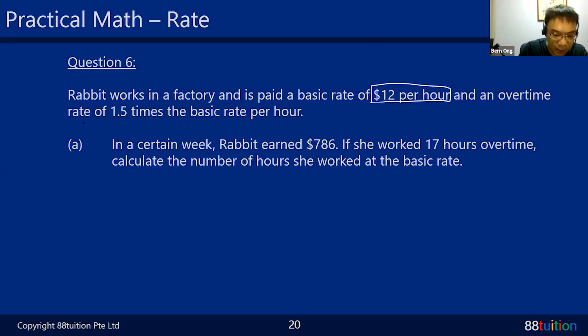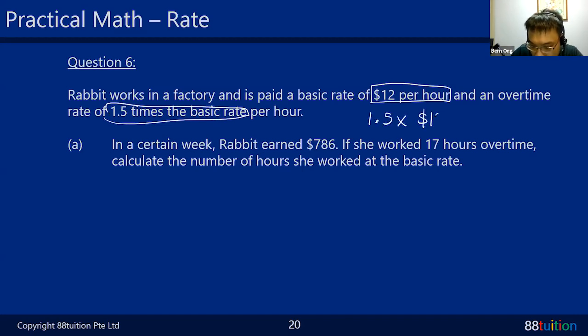Overtime pay is 1.5 times the basic rate. The basic rate is $12, so 1.5 times $12 gives you $18 per hour. This is for overtime. OT means overtime. So if you work overtime, it is $18 per hour. If you work normal time, it's $12 per hour. Actually, that's quite a lot. Yes, Jethro, both your answers are correct.